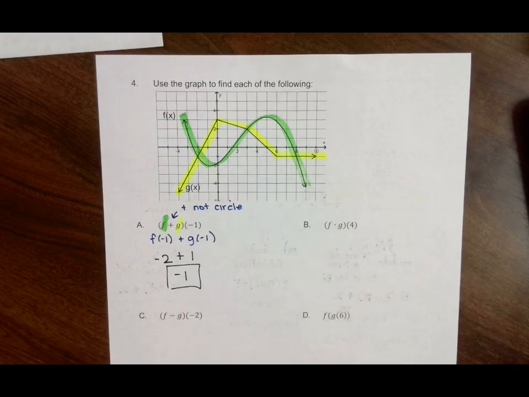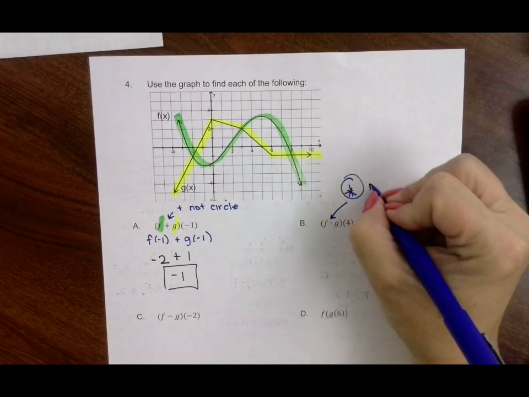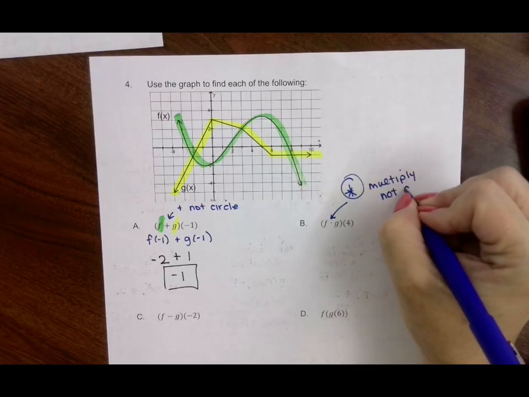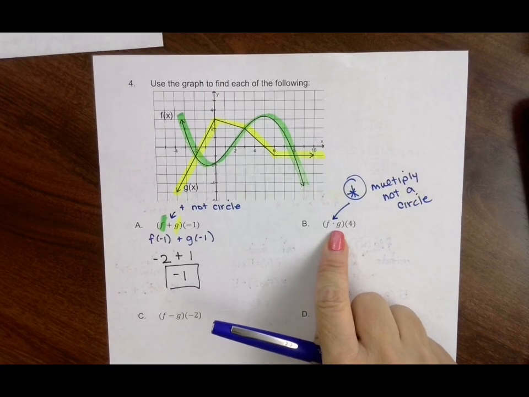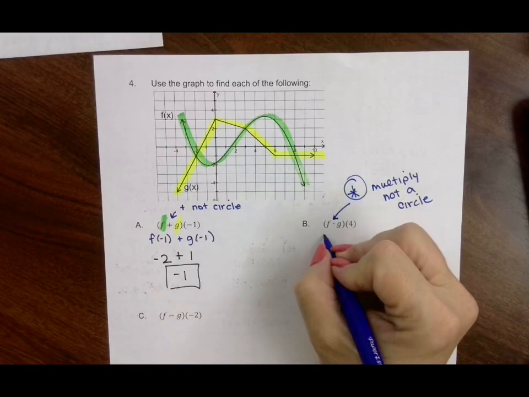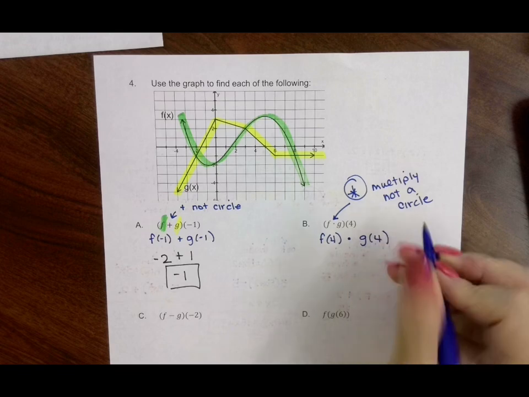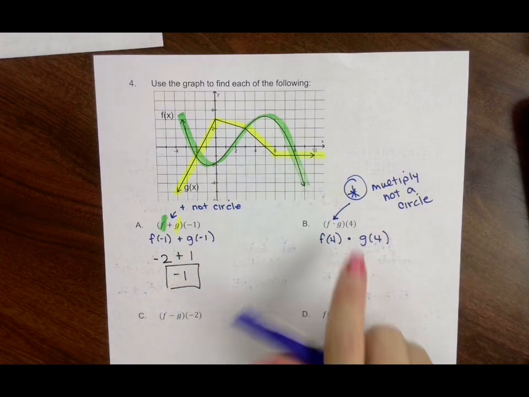Okay, now this, be careful. This is multiply, not a circle. This is not a composite function. I'm just going to multiply this. So what I have is f of 4 times g of 4. Same way we did this. We're going to find the values, but this time we're going to multiply.